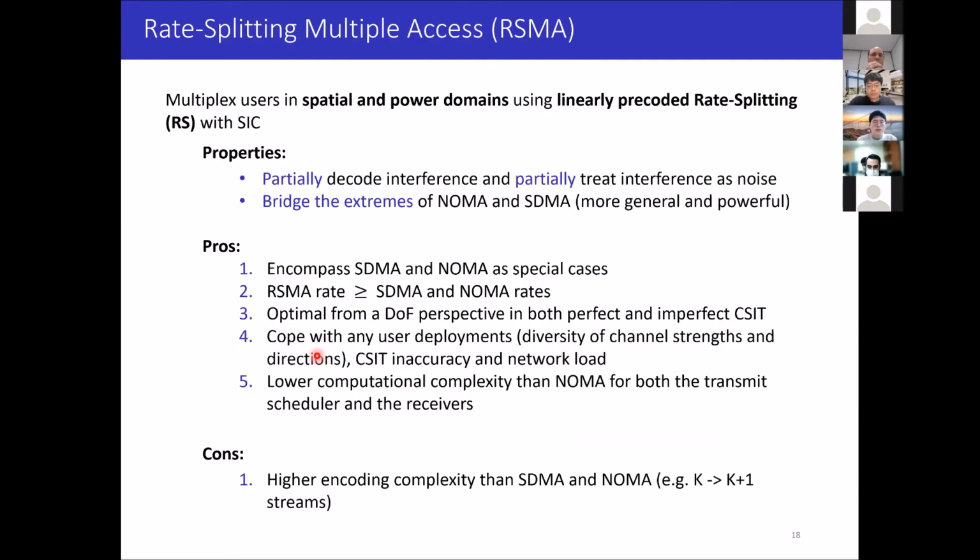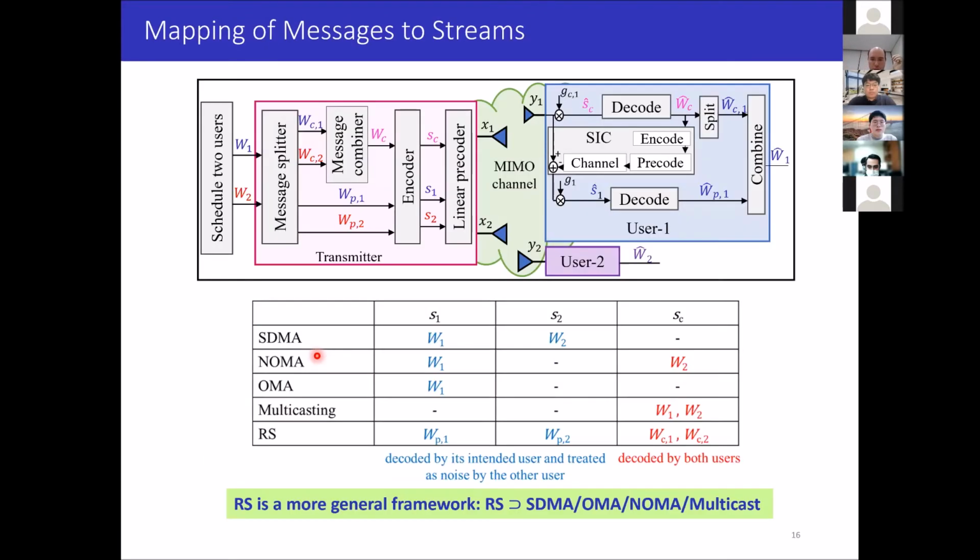Right, so what we have shown, and I will skip all those parts, is that rate splitting multiple access essentially makes use of the spatial domain and the power domain jointly using linearly precoded rate splitting. That enables you to partially decode interference and partially treat interference as noise, because you really adjust what you put in those 2 private streams, where any interference is treated as noise, and what you put into the common stream here that is fully decoded by those 2 users.